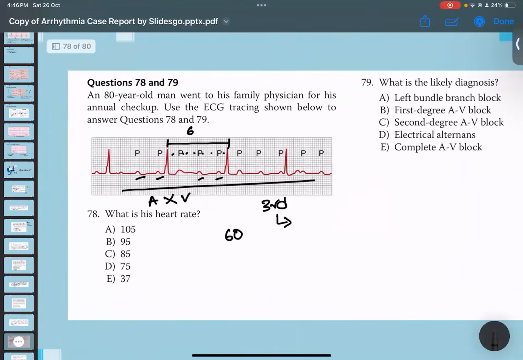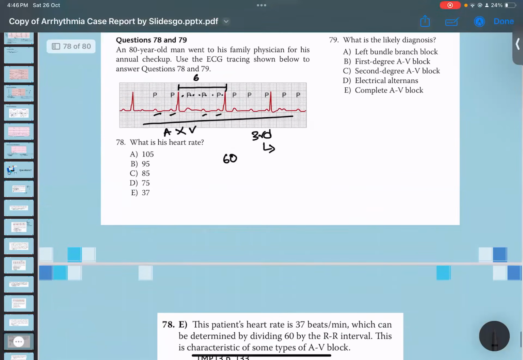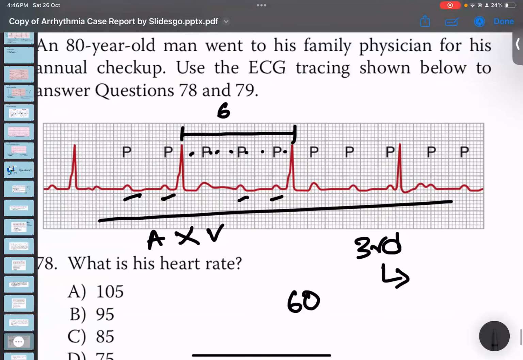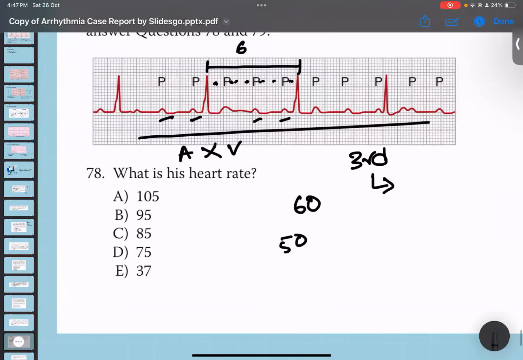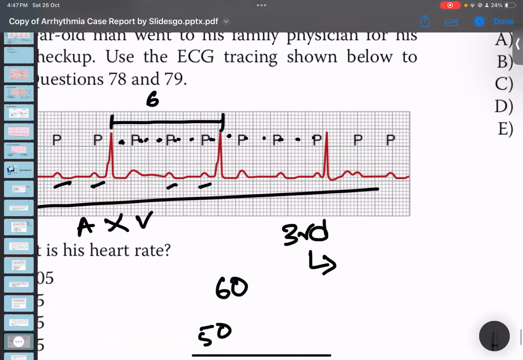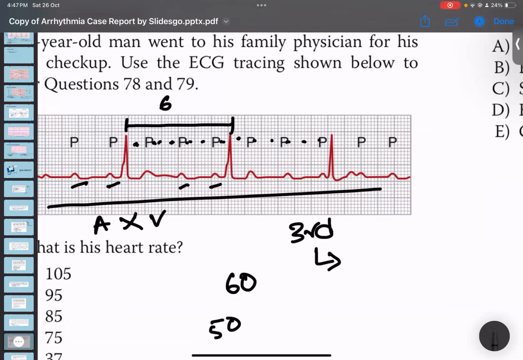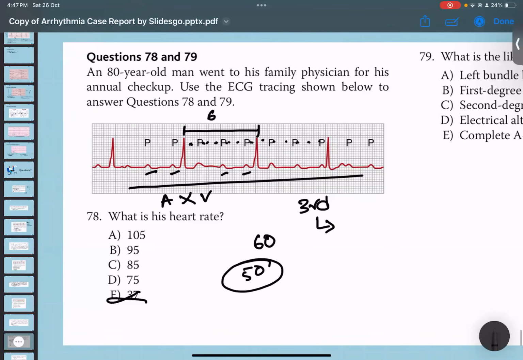Wait. Oh. 1, 2, 3, 4, 5, 6. 0.2 times 6, 1.2, 60 divided by 1.2. This has to be 50. I don't think it's 37. 1, 2, 3, 4, 5, 6. Yeah, 0.2 times 6, 1.2. Yeah, no, I don't think it's 37. Your heart rate has to be 50.